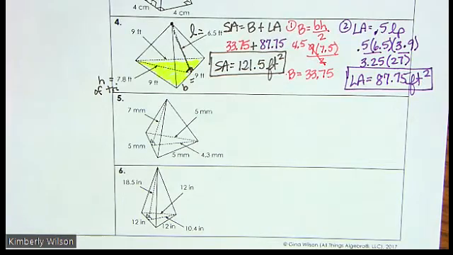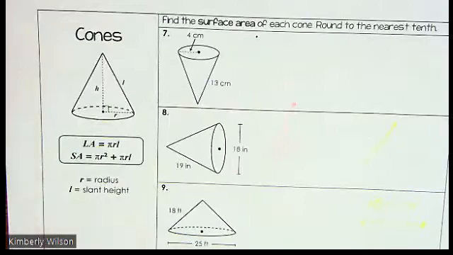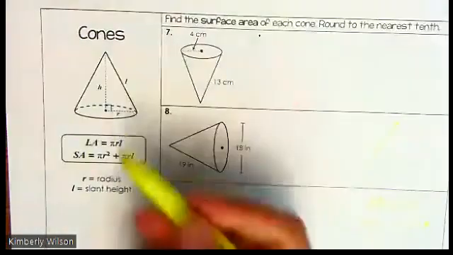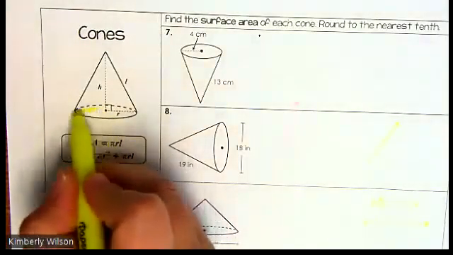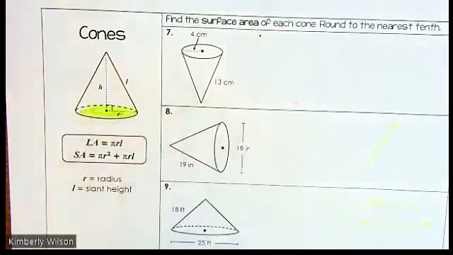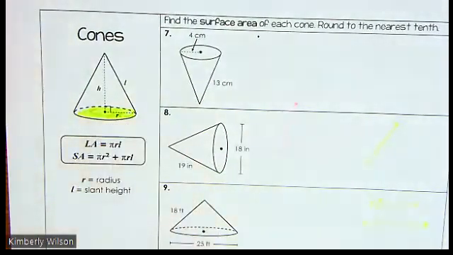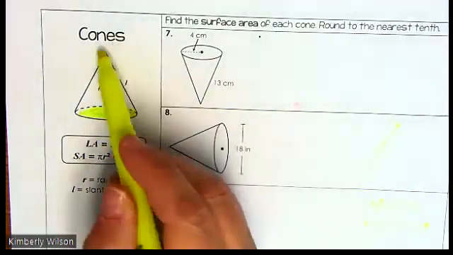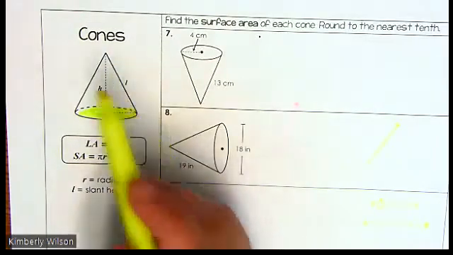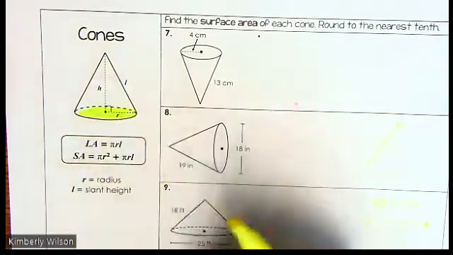Oops. My colors all situated. Okay, so we're going to flip this page over. And now we're talking about cones. And when we have cones, our base is the circle. Okay, so we've got the radius. So the side of the cone is the L, just like the side length on the pyramid. And then you have the height of the cone.